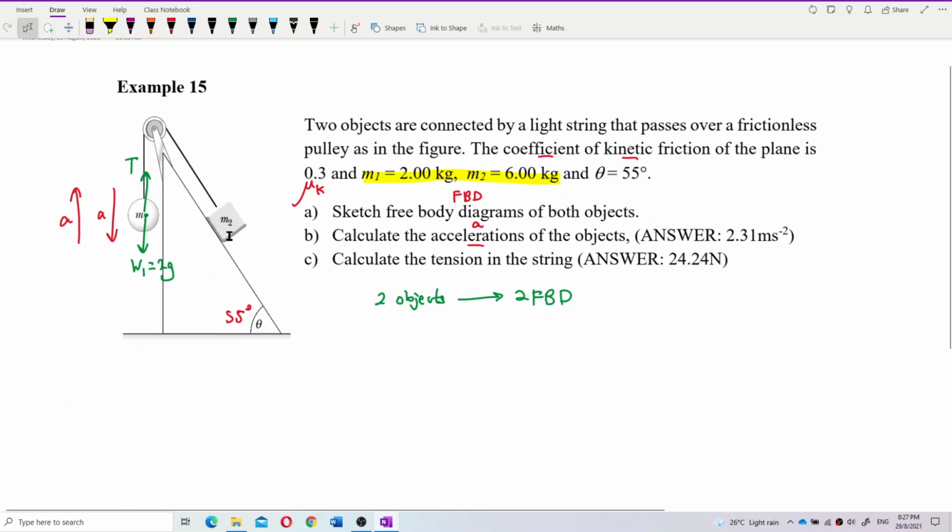Now mass 2, what does it have? It has the weight, which is 6g, and then it has the tension, being pulled up. Tension is always away from the object, away from mass 1, away from mass 2. I did mention this in the concept video already. Mass 2 also has a normal force because it is in contact with the rough surface, so this is the normal force 2. And then what else?